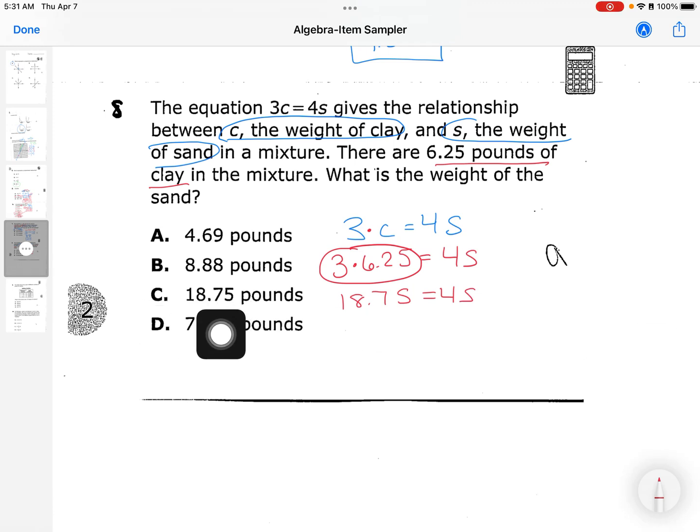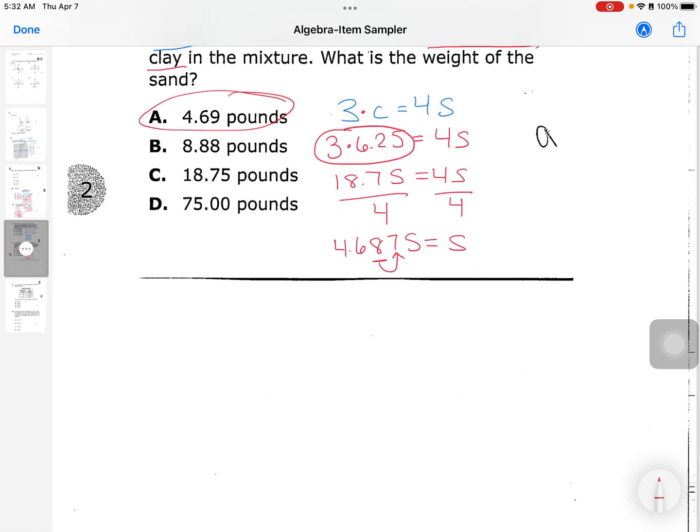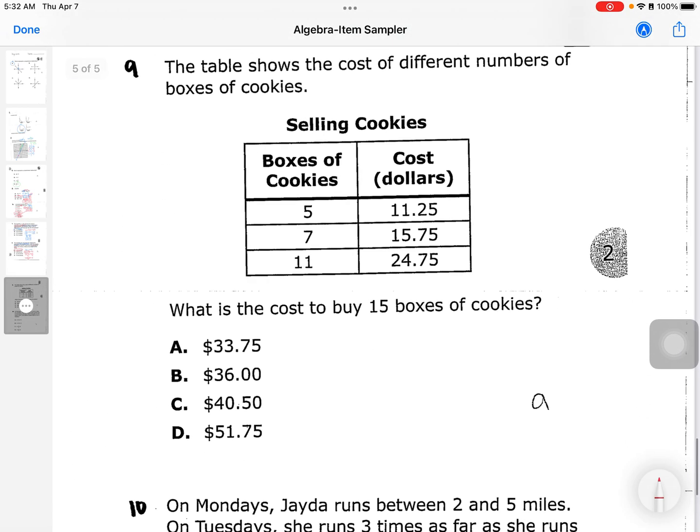Here's where you want to watch, because notice that 18.75 shows up here. But 18.75 isn't the weight of the sand, because notice we don't have s alone right now. We're still multiplying by 4. So we're going to divide by 4, and we find out that 4.6875 is the value of s. Well, I don't see this over here, but I can see that if I take the 8, and because there's a 7 to the right, and round up, the answer would be A. Right?